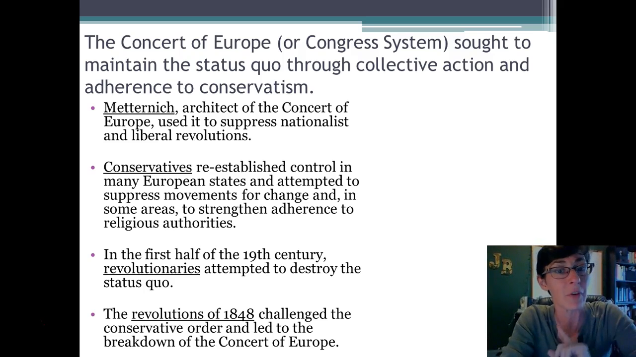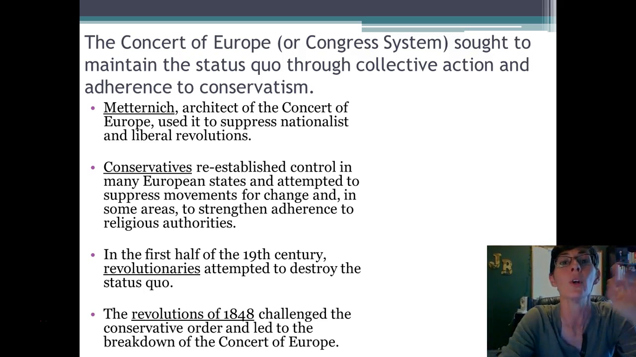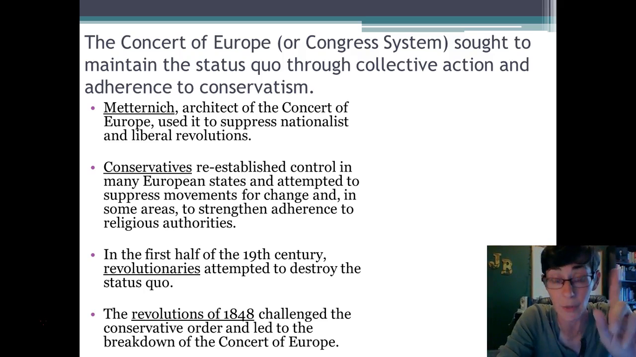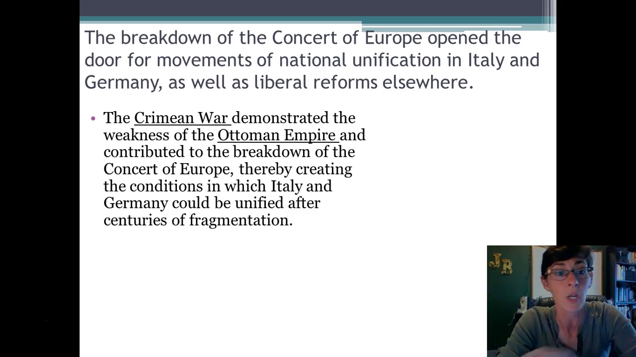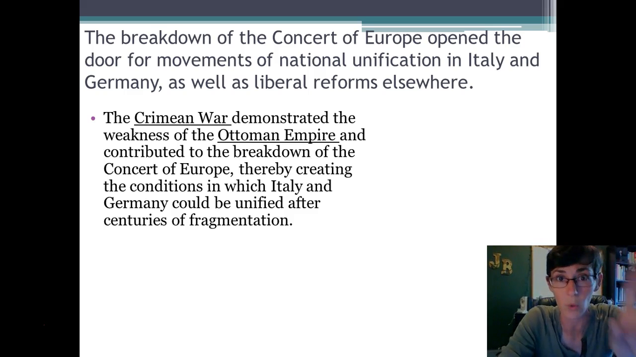Initially, it looked like they were going to be very successful, and then they went, so you need to understand how and why that happens. Very important. So the breakdown of the Concert of Europe opened the door for movements of national unification, which I mentioned very briefly in the last video lesson, in both Italy and Germany, in addition to liberal reforms elsewhere in Europe. So the Crimean War, important war, you should know it, demonstrated the weakness of the Ottoman Empire.